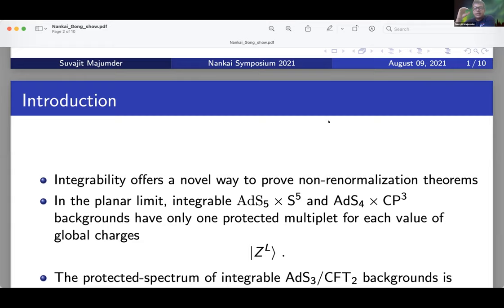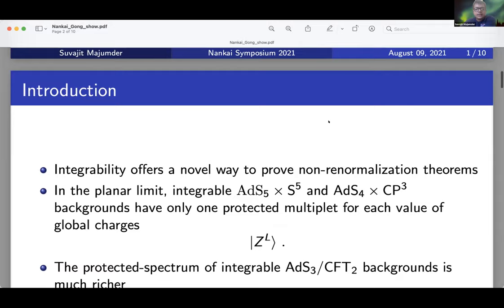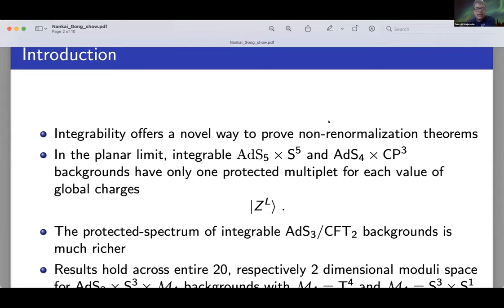And because of that, they don't get quantum corrections. So if we compute these quantities in the dual CFT or in the bulk string theory, and they match, then these states are guaranteed to stay the same throughout the whole RG flow. And because of that, we are making sure that the duality we are conjecturing is exact. Now, in the AdS5 times S5 and AdS4 times CP3 backgrounds, such states are quite mundane in the sense that you can label them.